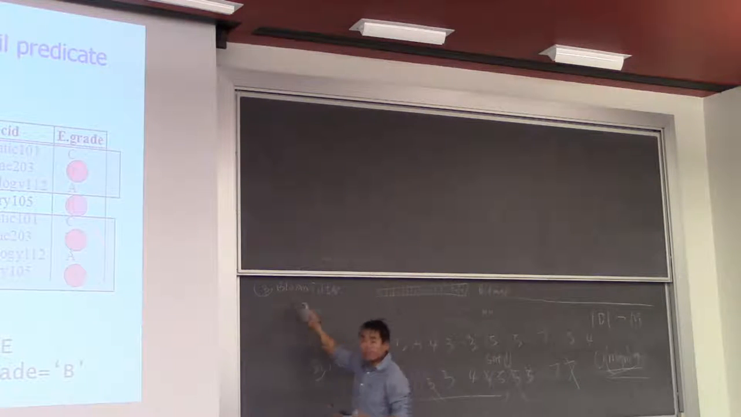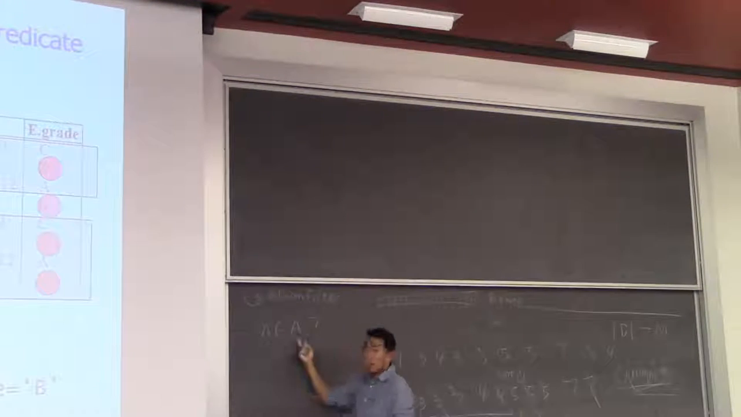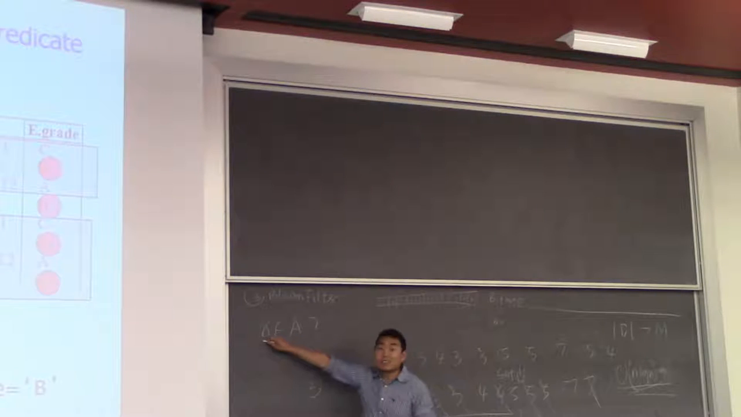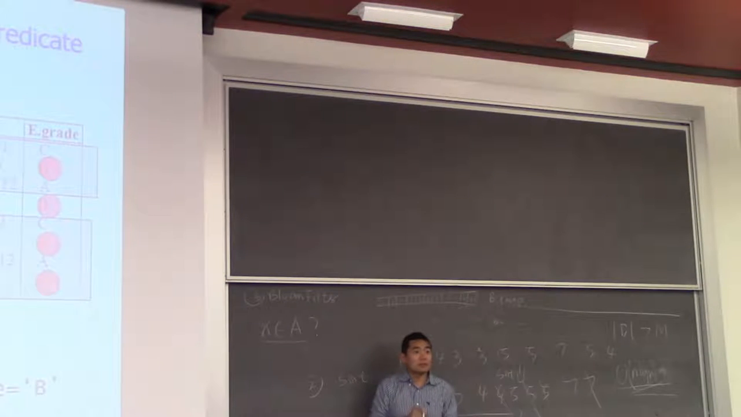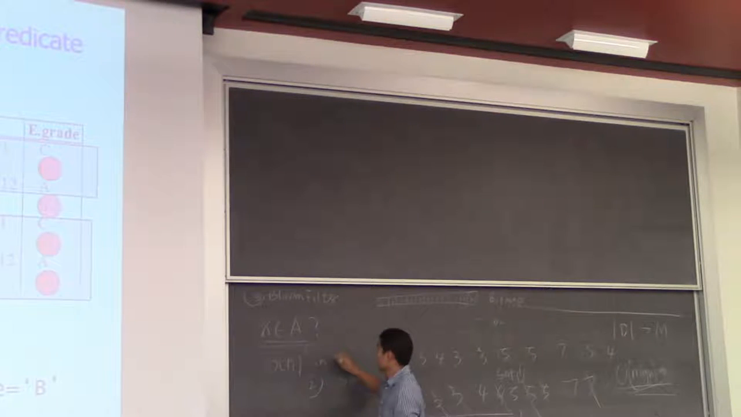What we want to do is to answer this query efficiently: does x belong to A or not? Very simple. Is x an element of the set or not? How do you answer this query exactly? Well, you can do hashing or you can maintain a binary tree. But the space cost, if you do that, is linear in space.